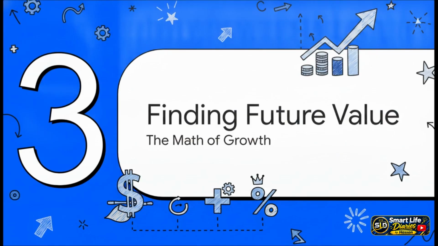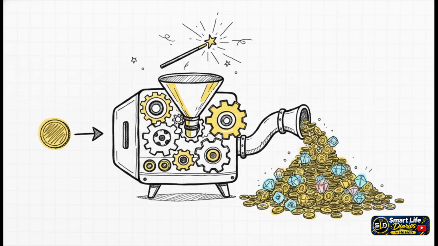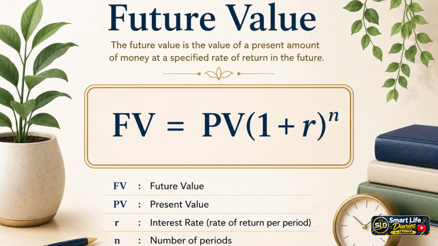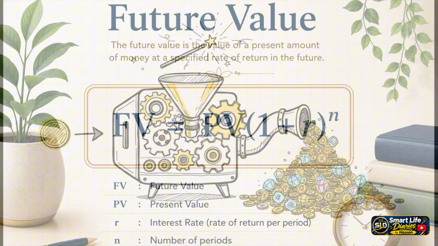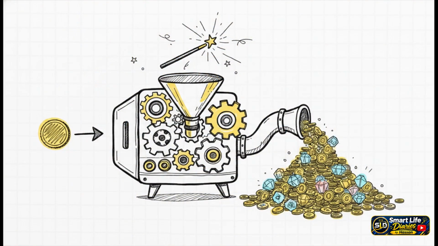Moving on to Section 3, finding your future value, the math of growth. So how do we actually calculate that final destination? Well, we use the future value formula. FV equals PV times (1 plus r), all raised to the power of n. I know, it sounds a little like alphabet soup, but this simple equation is basically a universal translator for figuring out exactly how your wealth builds.